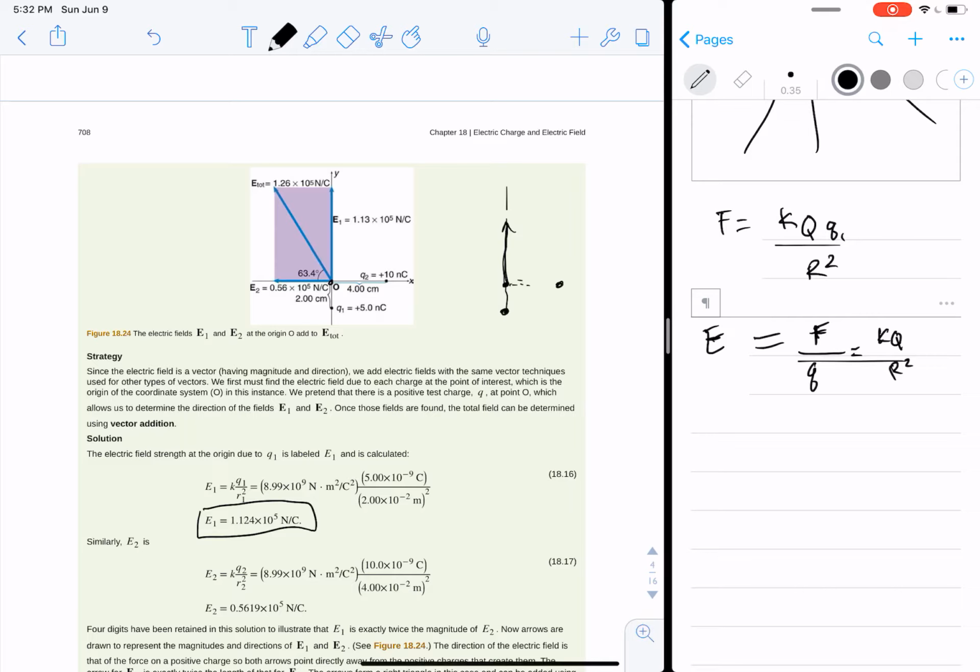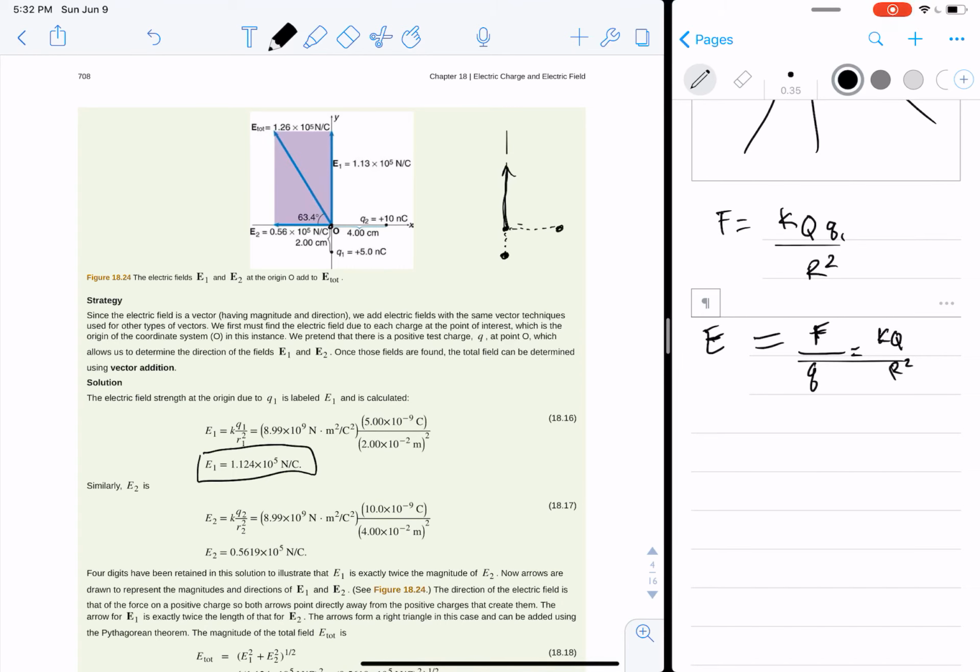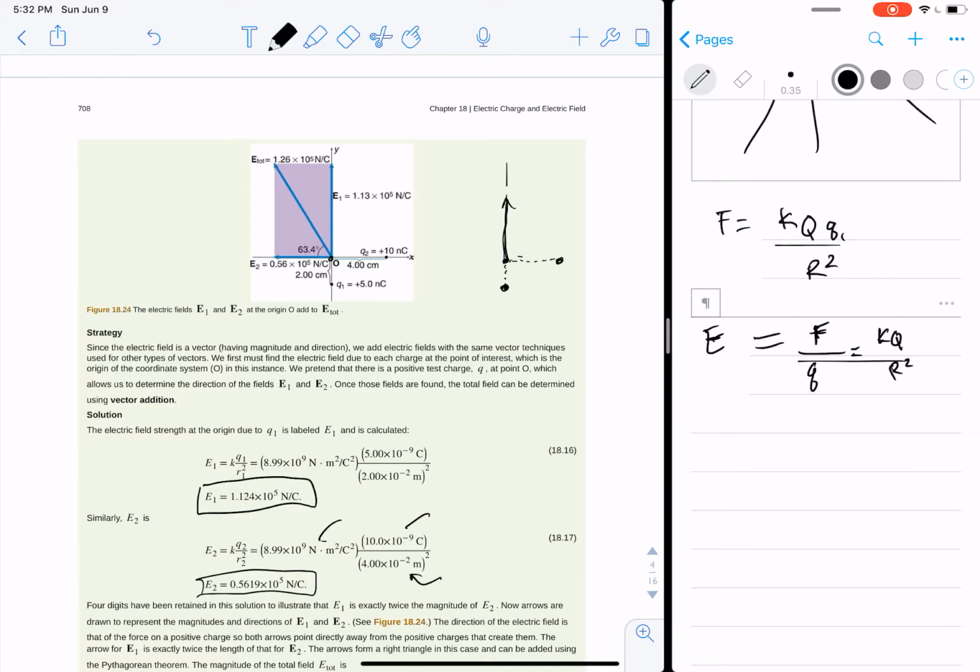So we go 4 centimeters away, and let me draw this as a dotted line too, and calculate what that is. Again, we put K times Q, 10 nanocoulombs, divided by R squared, plug that in, and we get our E2 here. We're drawing E2 because we want to know the field at the origin. The length of this arrow is 0.56 times 10 to the 5th newtons per coulomb. It's a little bit shorter, so I should draw this one a little bit shorter, because it's a weaker electric field.